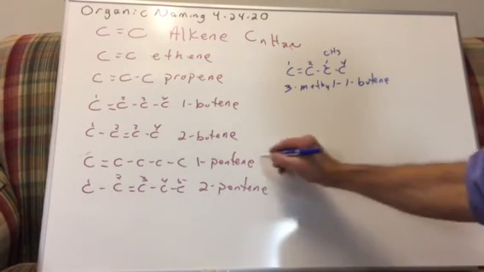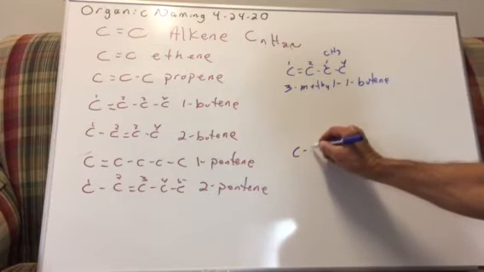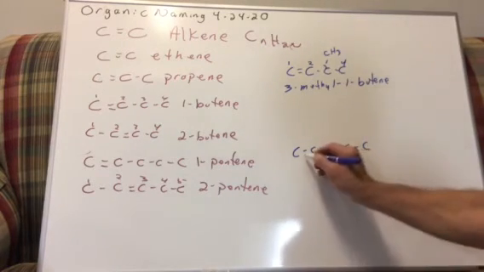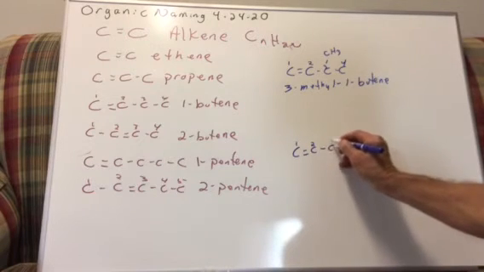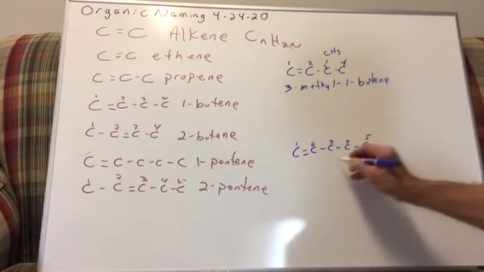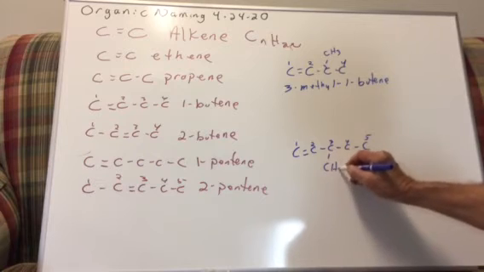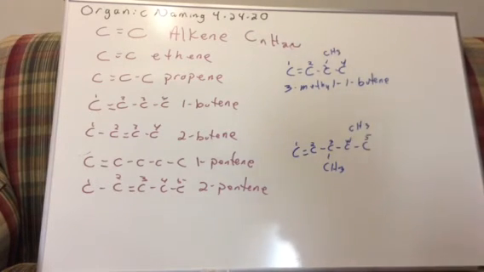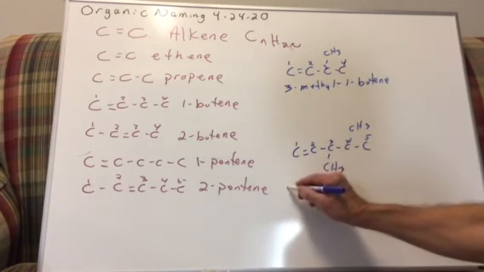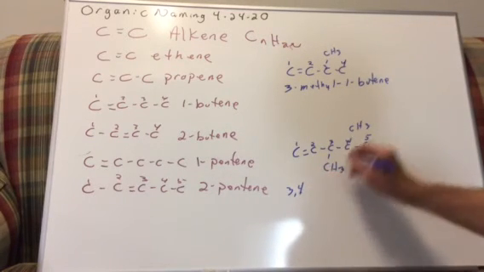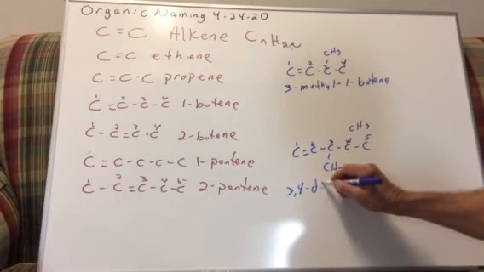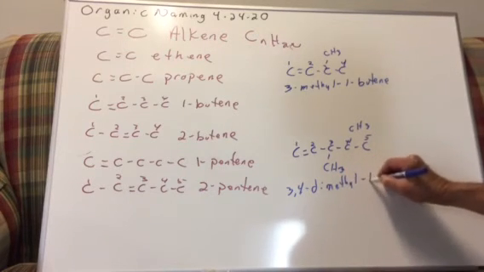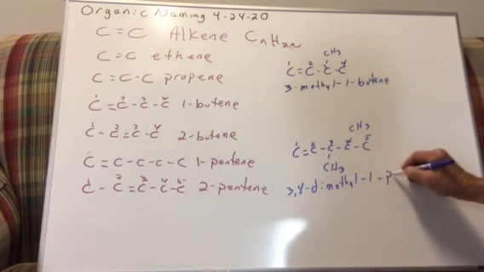If we had something like down here for the pentene, okay, and let's put the double bond in like we had before. Let's say now we've got a methyl group here, and let's just say we got a methyl group here. Then all of a sudden it becomes 3, 4, 2 methyl groups is dimethyl, 1-pentene.